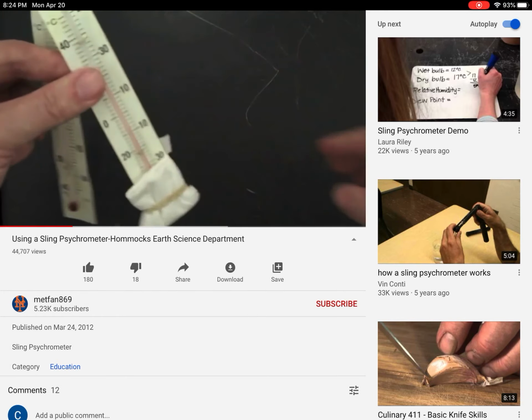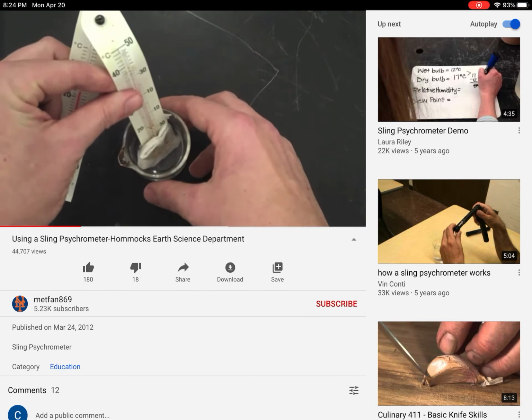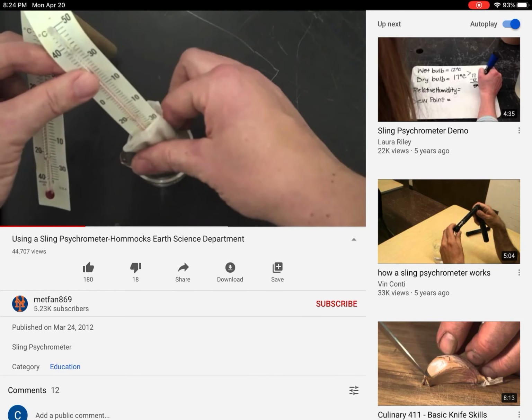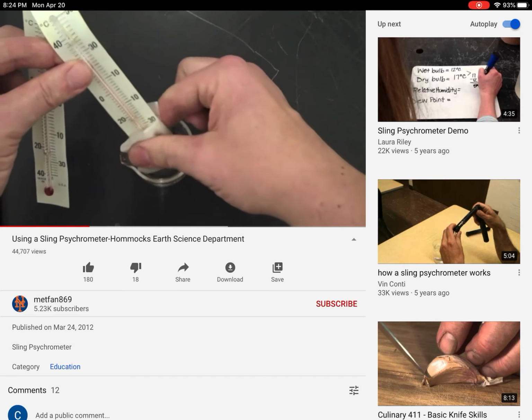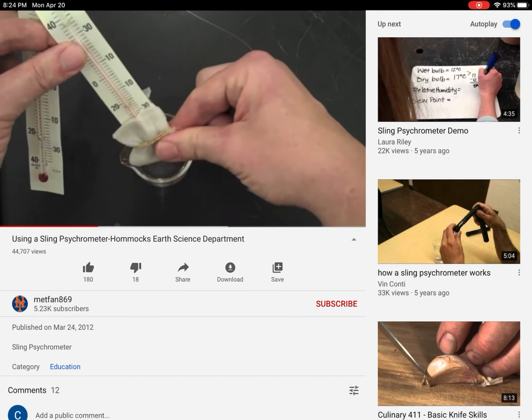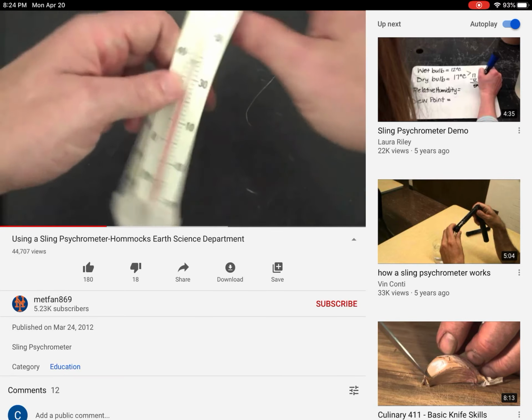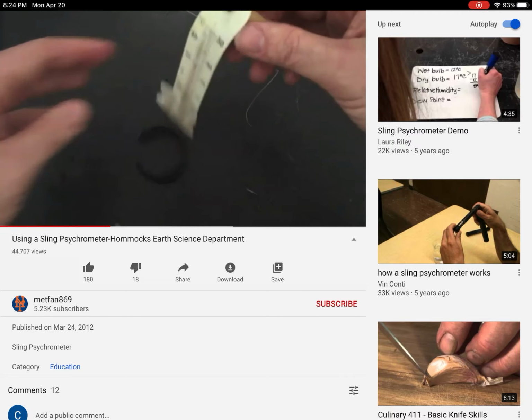What I'm going to do for the wet bulb, I'm going to take a beaker of water. I'm going to submerge the sock into the water. Okay, now evaporation is going to be a cooling process here. So I want to see how much evaporation is going to take place within this air mass today. So now I'm just going to take the two of these, I'm going to spin them around.